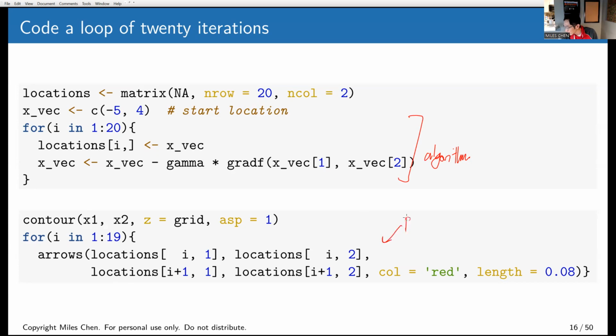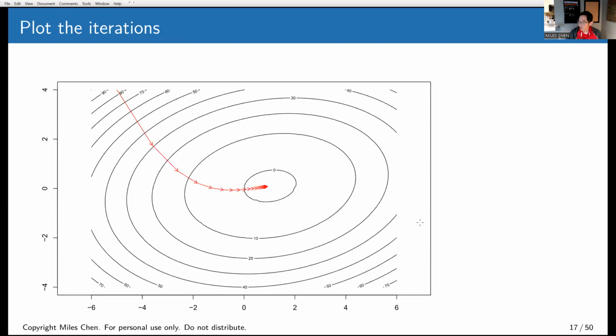And this is just for plotting. Okay, and this is what it looks like. Ta-da! So we started off here, and we go downhill, and downhill, and downhill. You can see after 20 iterations we're not quite all the way at the bottom, but we end up pretty close to a local minimum. And if we let it keep running longer, eventually we'll reach something very close to the local minimum.